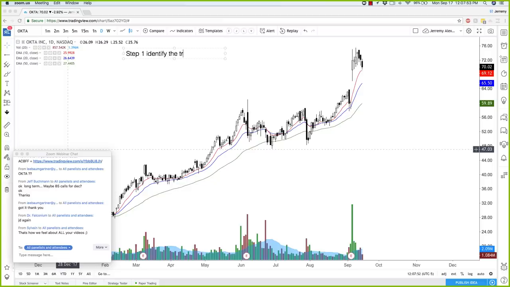Identify the trend. That's pretty much the steps with all the videos and all technical analysis. That's usually going to be your step one. Identify the trend. You want to know within 2 seconds, bullish or bearish.